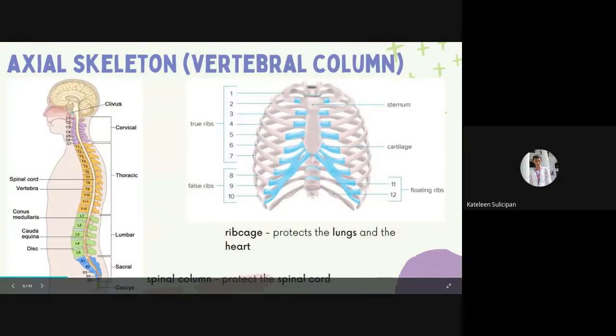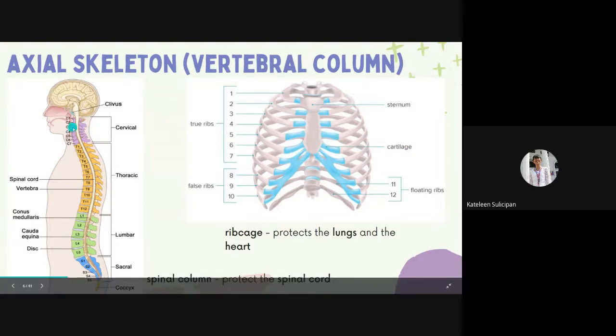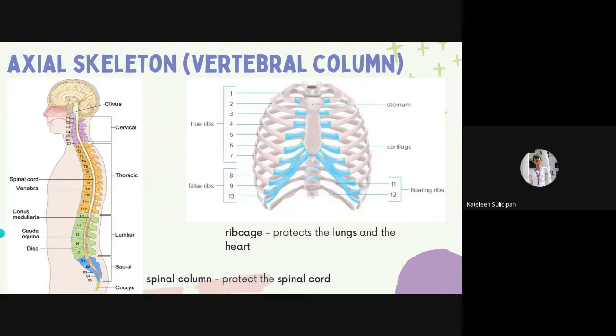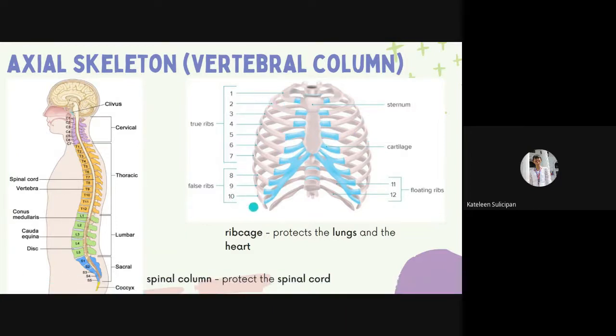Part pa rin ng axial skeleton ang vertebral column and ribs. Ito yung vertebral column and this is the ribs. As you can see, may 12 pairs yung ribs natin. Ayan, 1, 2, 3, 4, 5, 6, 7, 8, 9, 10, 11, 12. Yung upper 7, ito, are the true ribs. And yung 2 dito na hindi connected are called the floating ribs. Yung 8, 9, 10 naman are called the false ribs.